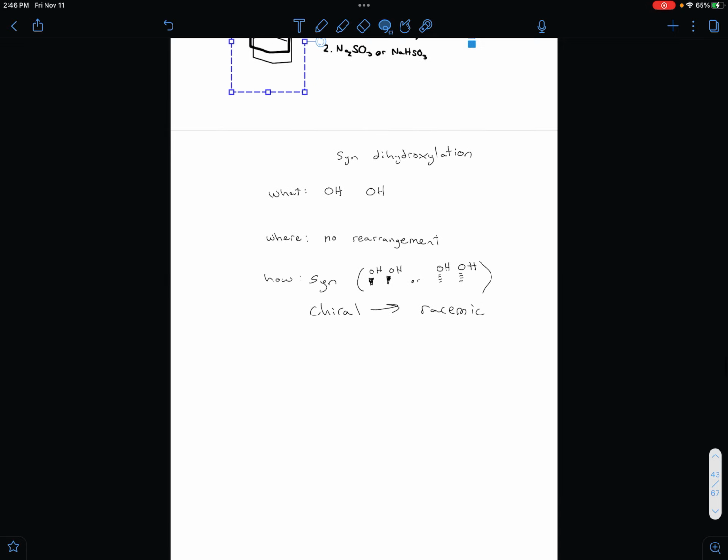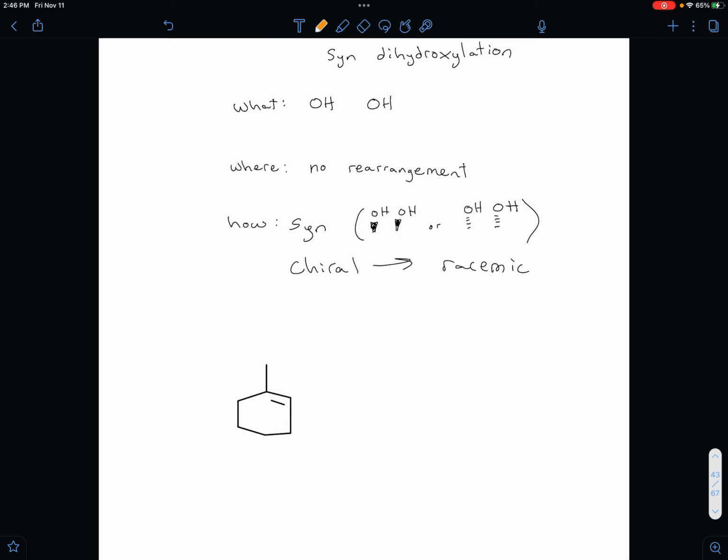So let's apply that thinking onto this molecule. You look at the 2 carbons in the double bond. Because there's no rearrangement, that's where things are going to be added. So we're going to add the OHs to those 2 carbons. And here, as you do that, you use up those pi electrons so that pi bond isn't there anymore.